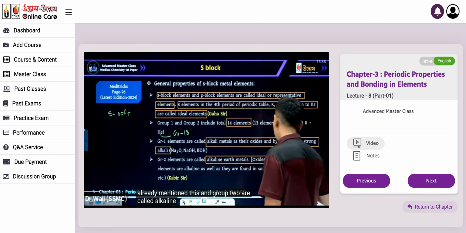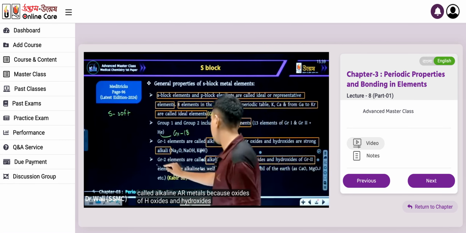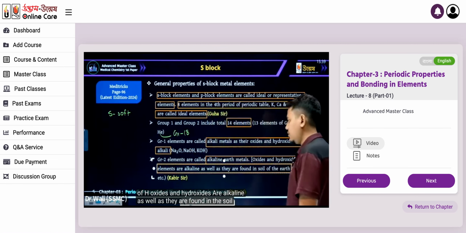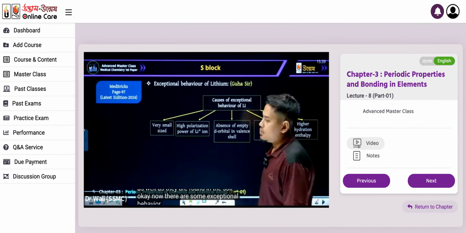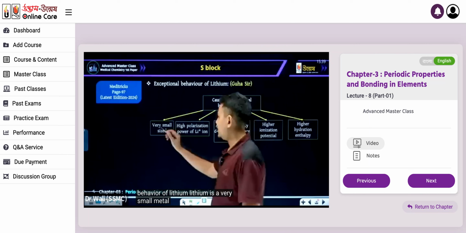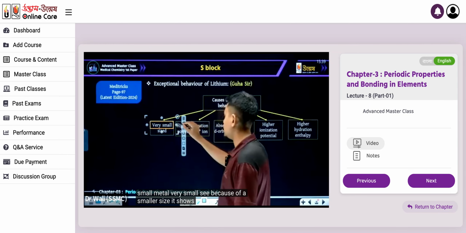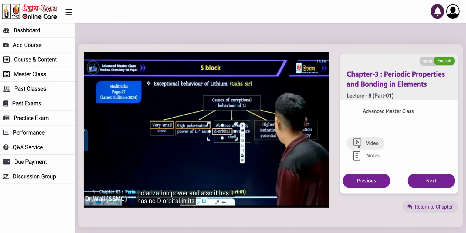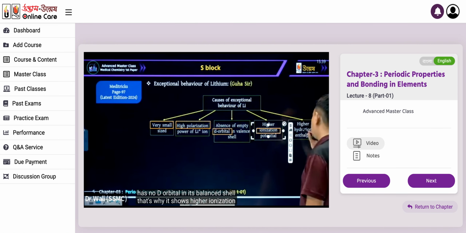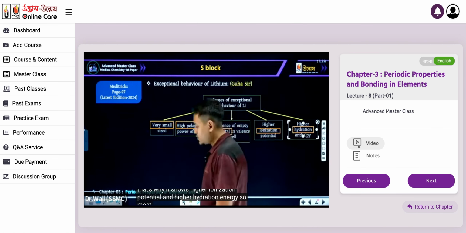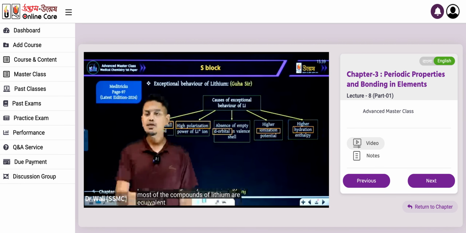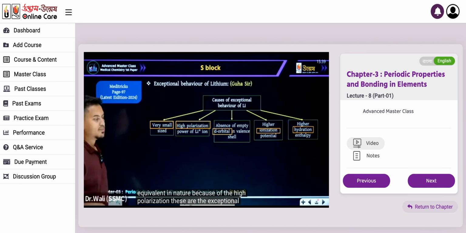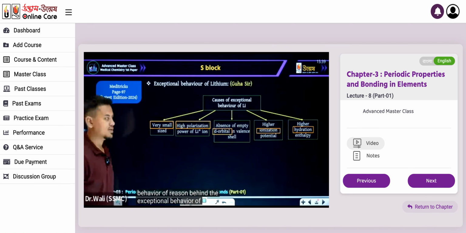Group 2 elements are called alkaline earth metals because their oxides and hydroxides are alkaline, and they are found in the soil. Now there is some exceptional behavior of lithium. Lithium is a very small metal. Because of its smaller size, it shows higher polarization power, and it also has no d orbital in its valence shell. That's why it shows higher ionization potential and higher hydration energy. Most of the compounds of lithium are covalent in nature because of the high polarization. These are the reasons behind the exceptional behavior of lithium.